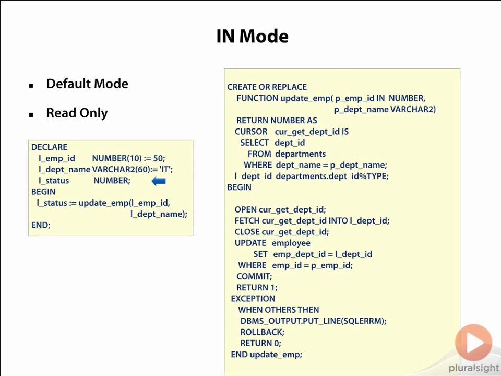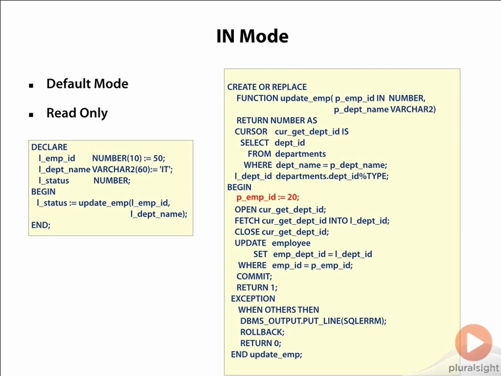In the execution block, we assign to L status the value returned by calling the function updateEMP. We pass in parameters LEMPID and LDPT name. LEMPID is assigned to PEMPID and LDPT name is assigned to PDPT name similarly. Inside the function, their value gets read at various places. The return value is assigned to L status and no change is made to the values of actual parameters LEMPID and LDPT name.